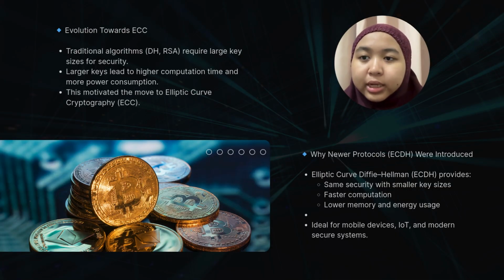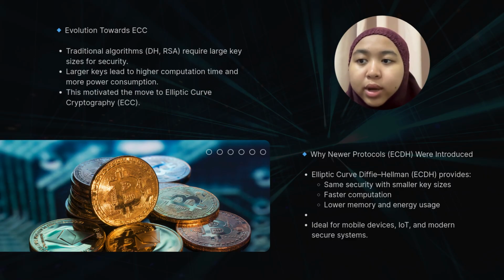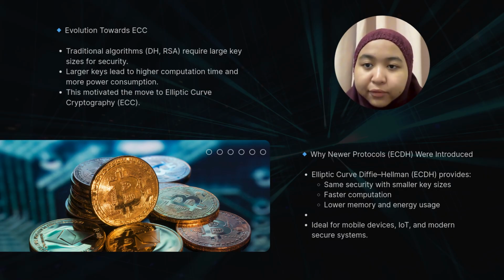Evolution towards elliptic curve cryptography, or ECC. As computation power increased, traditional algorithms such as Diffie-Hellman and RSA required large key sizes to remain secure. This led to higher computation time, memory usage, and energy consumption. To overcome this limitation, elliptic curve cryptography, or ECC, was introduced to provide the same level of security using much smaller key sizes. Why was ECDH introduced?